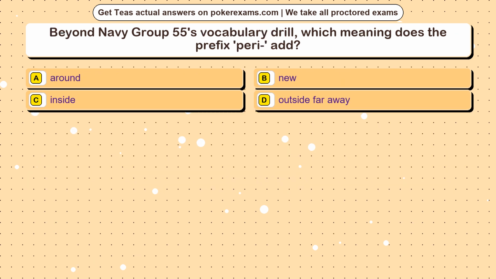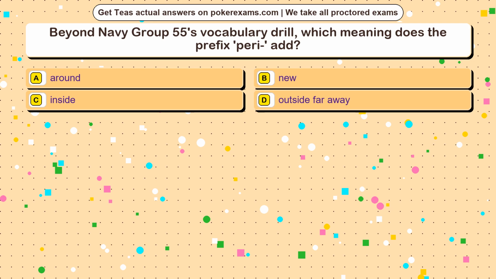Question 25. Beyond Navy Group 55's vocabulary drill, which meaning does the prefix peri- add? Option A, around. Option B, new. Option C, inside. Option D, outside, far away.